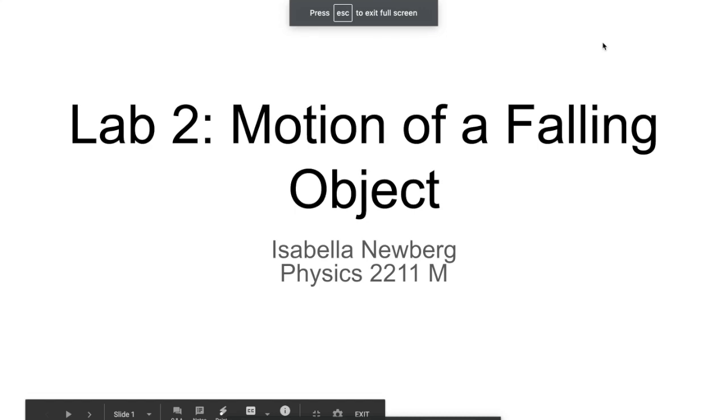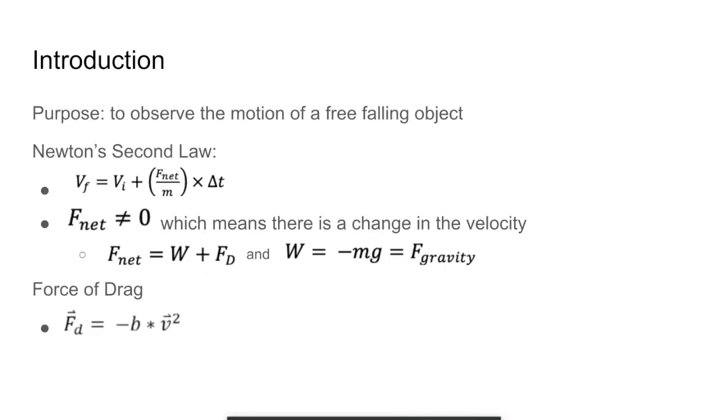Lab 2, Motion of a Falling Object. The purpose of this lab is to observe the motion of a free-falling object from its initial position, which is at rest, and to do so, we'll be observing two models using Tracker, one considering only gravity and one considering gravity and the force of drag.